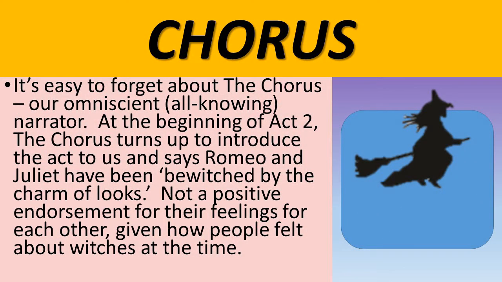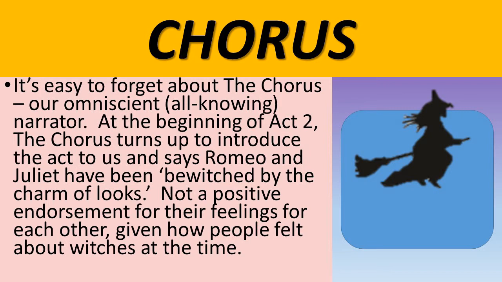Okay, we start with the chorus. It's easy to forget about the chorus. That's our omniscient narrator, a word that means all-knowing. Just as we started Act 1 with the prologue, at the beginning of Act 2 the chorus speaks to the audience and introduces the act. The chorus says that Romeo and Juliet have been bewitched by the charm of looks. Not a positive endorsement of their feelings for each other, given how people felt about witches at the time.